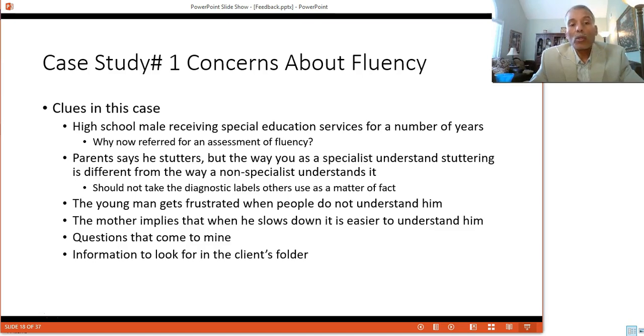So the information we look for in the case history and the client's folder, we look for psychological evaluations, neuropsychological evaluations. We look for information to describe for us how his attention is, how his inhibition. People who clutter have extreme difficulties with inhibition. Verbal inhibition, they just speak and speak and speak, and they're very fast and they can't slow themselves down.